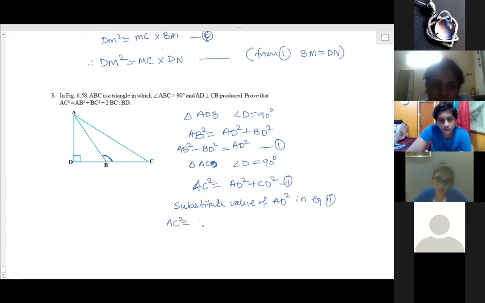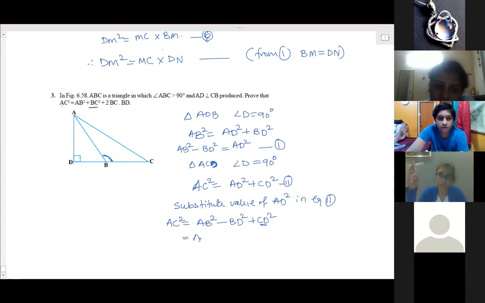AC square is equal to AB square minus BD square plus CD square. It's clear? Now we need BC. We don't need CD, so here 2 BC into BD is there. BC square is needed. We will replace CD in terms of BC. So CD is BC plus BD.